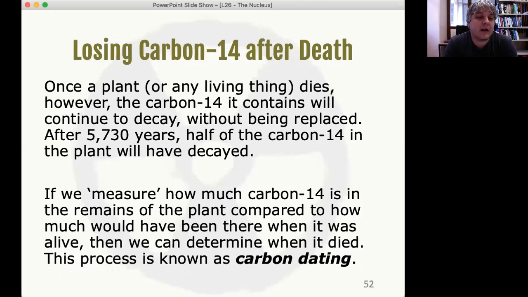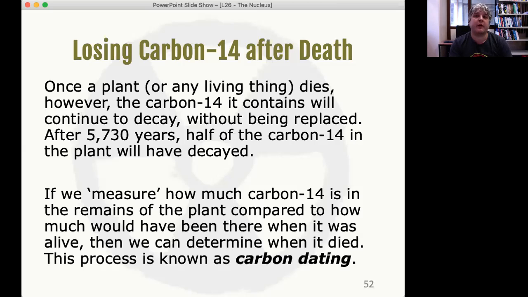Once the plant dies, it can no longer absorb any more carbon-14. Right? It can't absorb any more, but the carbon-14 it does have will keep decaying at that rate determined by its half-life. Right? Around about half of the atoms after about 6,000 years. So it will keep decaying. So that means that we can come along and we can measure how much carbon-14 is in the dead plant, the remains of the plant, compared to how much there would have been when it was alive. And that will tell us how long it's been dead for.